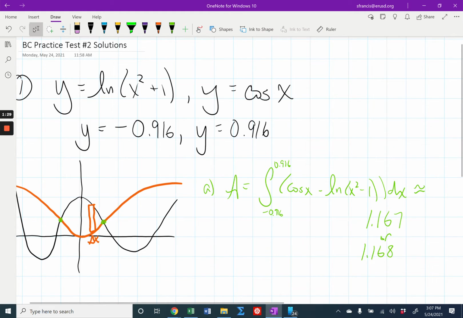So it's either 1.167 or 1.168, depending on if you round or truncate. Remember, they accept either, so both of those are considered correct, but anything different than either of those will not get the full credit.